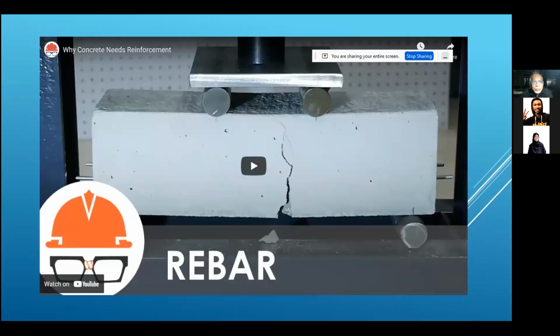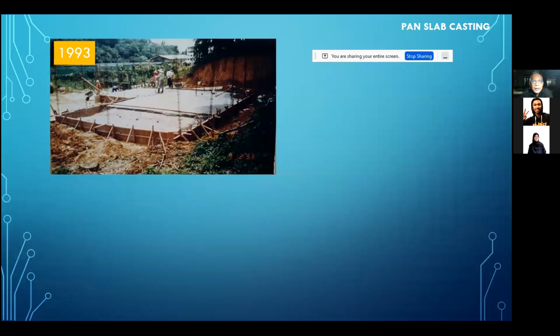All right, now we go to the application of what they call the welded wire fabric reinforcement in one of my projects. And then secondly, we go to see the concreting of the KLCC.